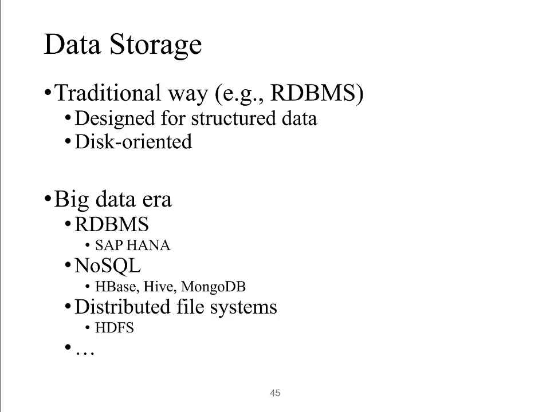The traditional way of data storage is, for example, using relational database management systems. There are a couple of problems that make it infeasible for big data. First of all, it is designed for structured data, but in the big data area, most data are unstructured. And also the DBMS is disk oriented, which assumes that most data are stored on disk. So this will bring a speed problem, especially when the volume of data is huge.